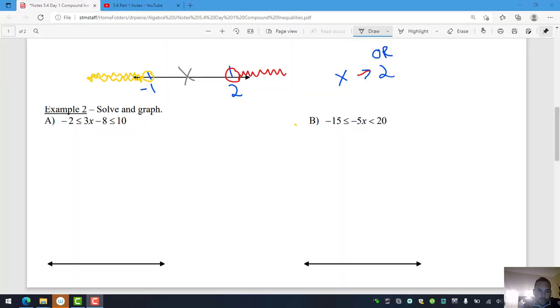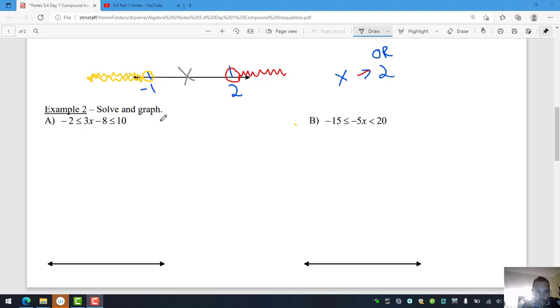All right, so let's do a few examples. For example two, it says solve and graph. Okay, so two different steps here. And these types of questions are typically written in this nice condensed format where they squeeze everything together into one question.